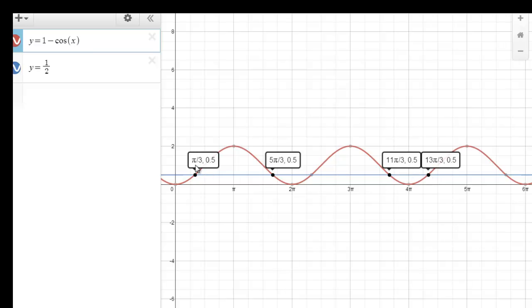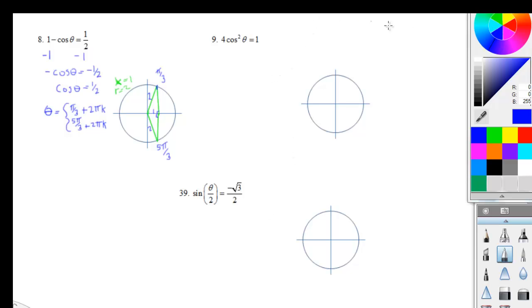If you add 2 pi to pi over 3, you would get 7 pi over 3. And if you add 2 pi to 5 pi over 3, you'd get 11 pi over 3. And then these are the next ones, adding 2 pi yet again. So anyway, I think Desmos is a great way to check to see whether your solutions are reasonable and help you visualize what your solutions to the equation represent. All right, next problem, number 9.